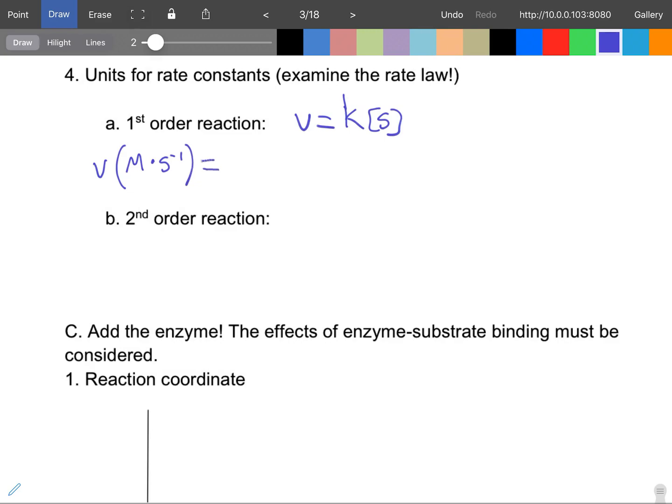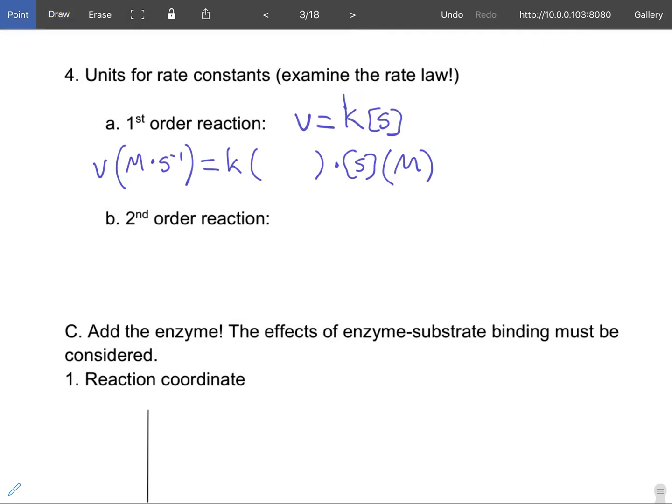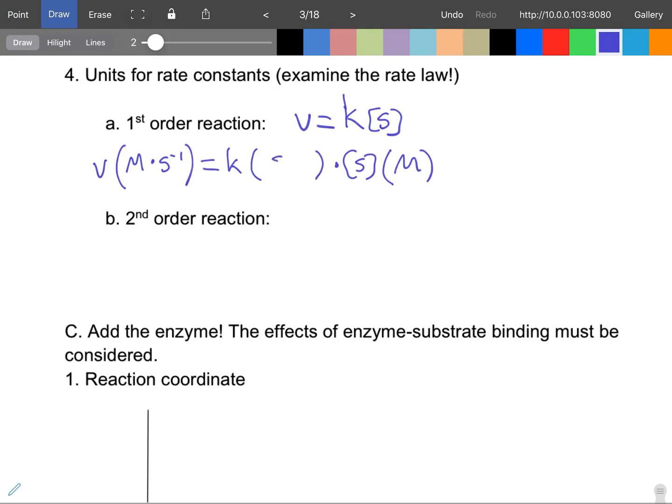That has to equal K, and we'll leave this blank for now until we figure out what the units are supposed to be, times the substrate concentration, and the units of that are going to be molar. Now they could be millimolar or something like that, but we're going to express everything in the base units here. So looking at this, on the left-hand side we have molar per second. How do we get molar per second on the right-hand side? We already have the molar, so K must equal inverse second, or per second in other words. So for a first order reaction, the rate constant K will have units of inverse seconds.